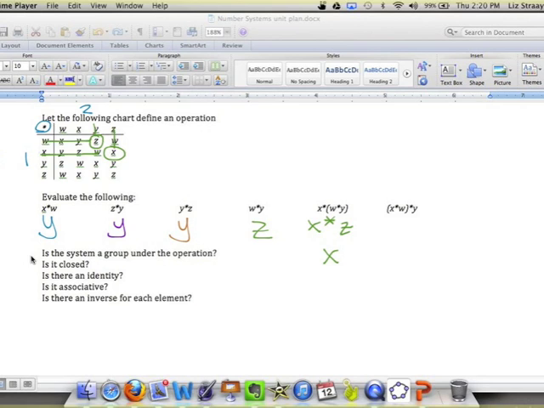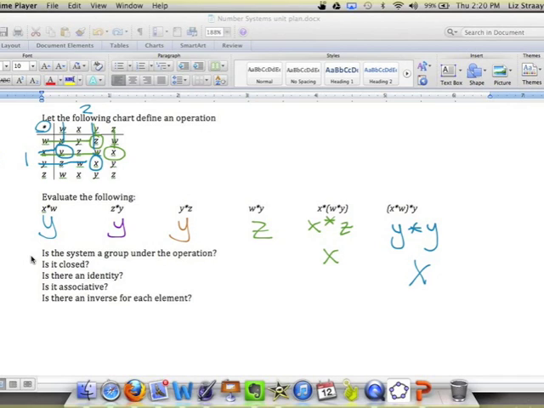So on the next one, we're going to do what's inside first. So we're going to do the XW. XW gives Y. And then Y star Y gives X.